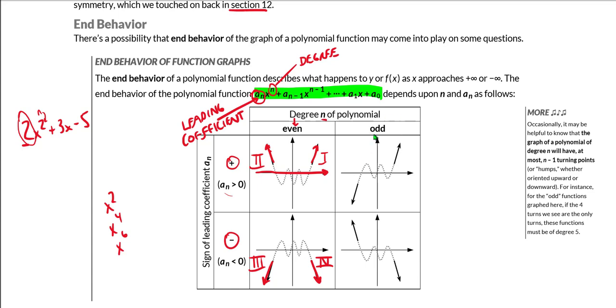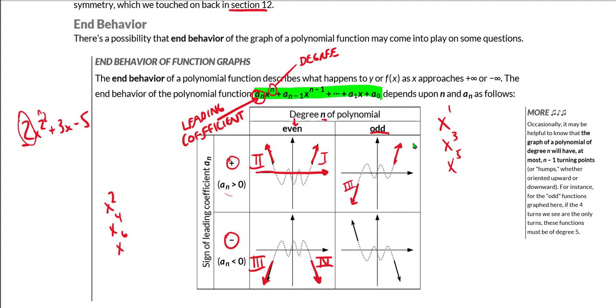Now when it comes to a polynomial with a degree that is odd, so again, we're talking about linear functions, maybe cubic functions, I guess that would be called quintic functions, something like that. These two ends of the graph will actually leave the xy coordinate plane at opposite ends. One will go up, one will go down.